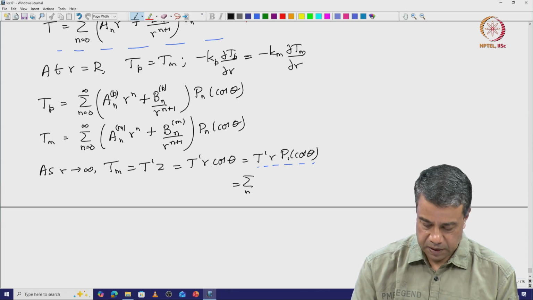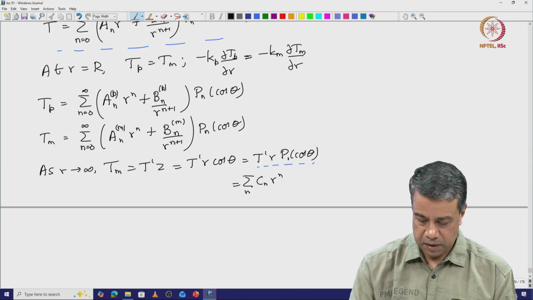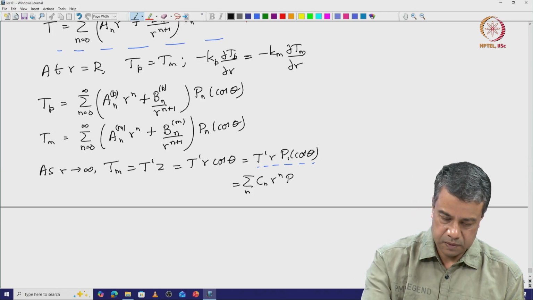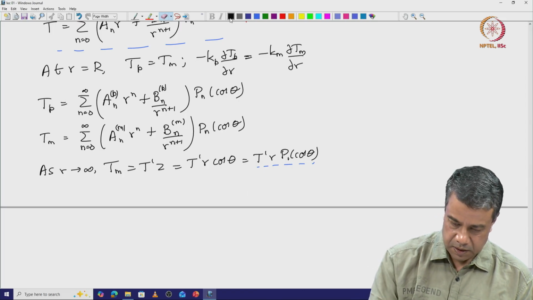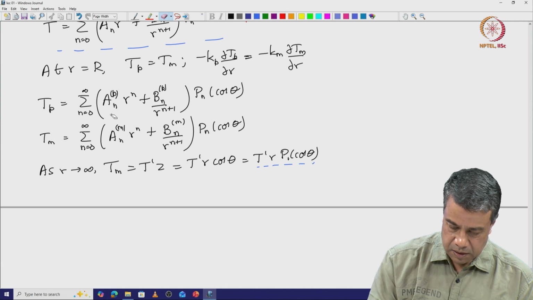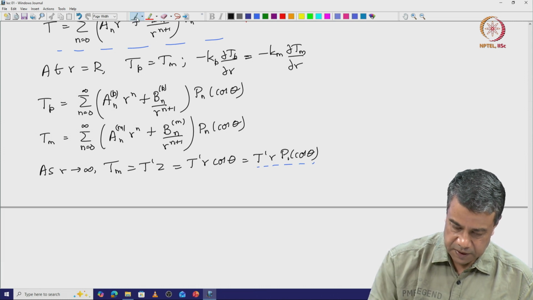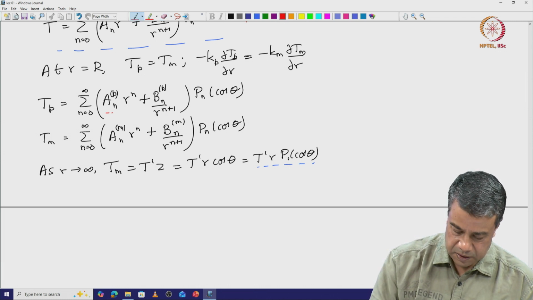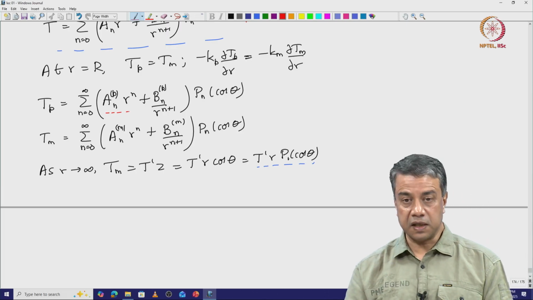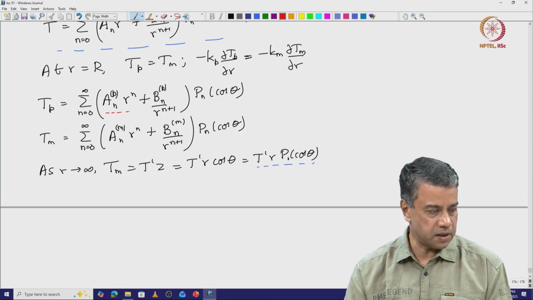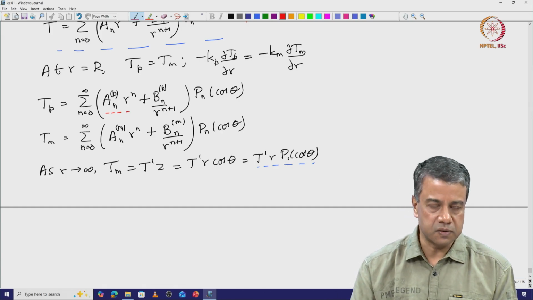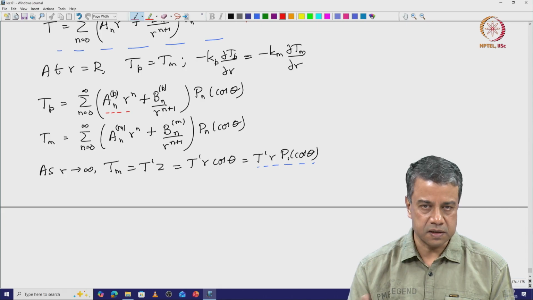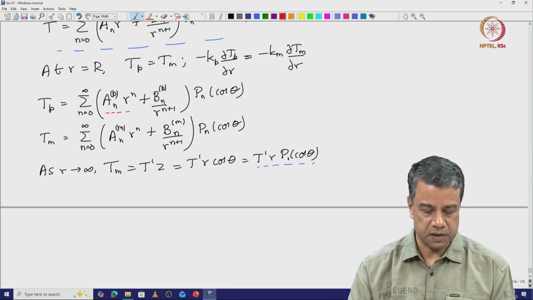of Cn r power n, times... So, let me first discuss these two terms. The first term here is what is called the growing harmonic. It increases as r increases. The growing harmonic increases as r increases. It goes to infinity as r goes to infinity, and it is 0 at the origin.